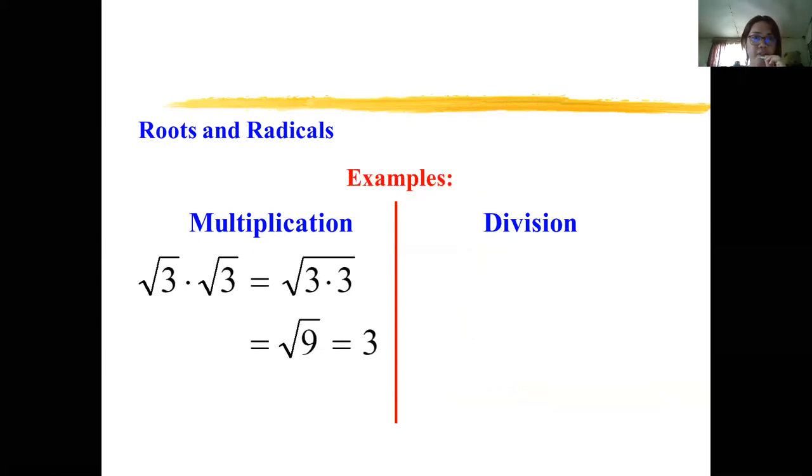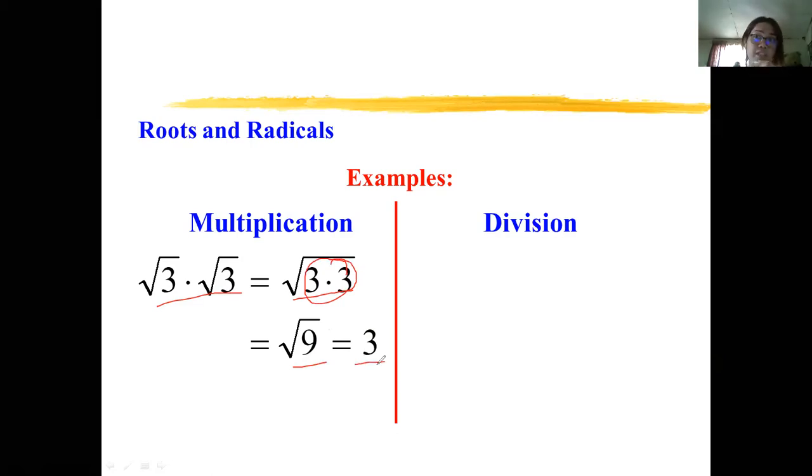Okay, let's have an example. For multiplication, we have square root of 3 times square root of 3, as you can see. Applying the rule for multiplication, we have square root of 3 times 3. Then 3 times 3 is 9. Then we have square root of 9, which gives us 3.